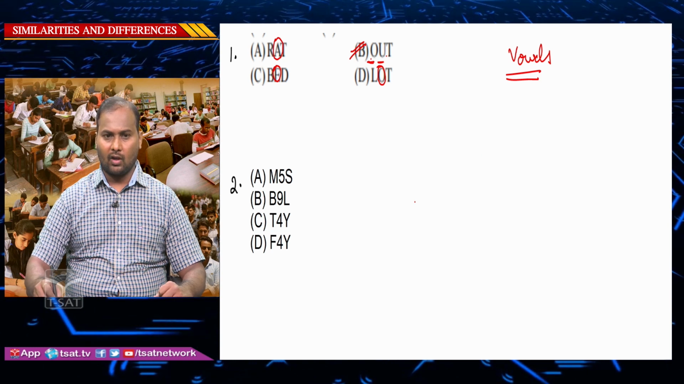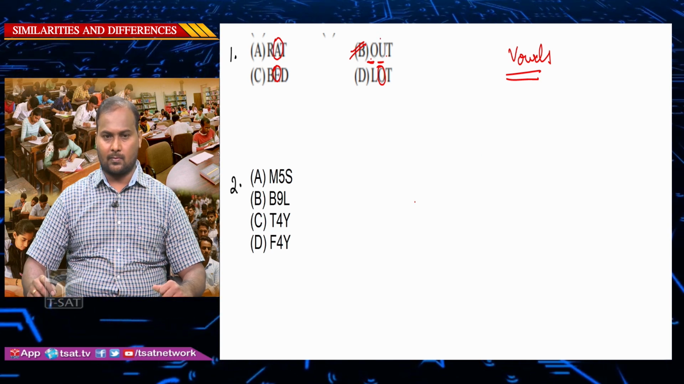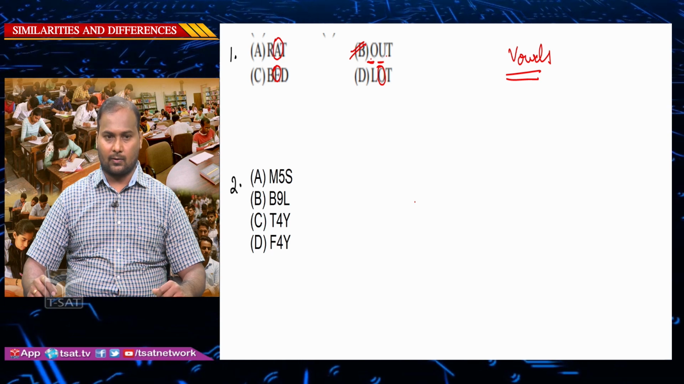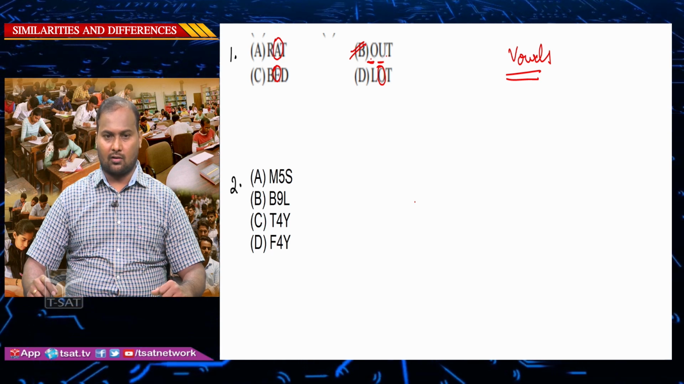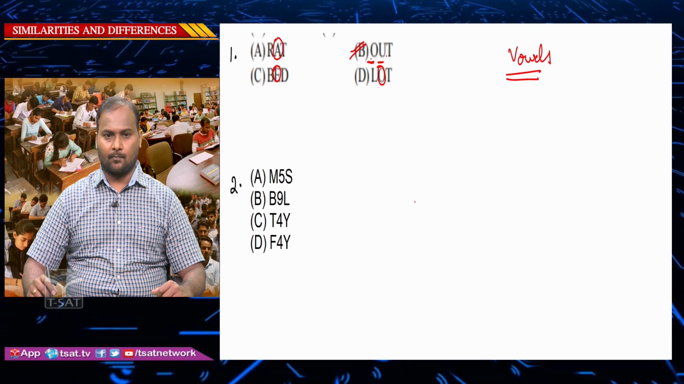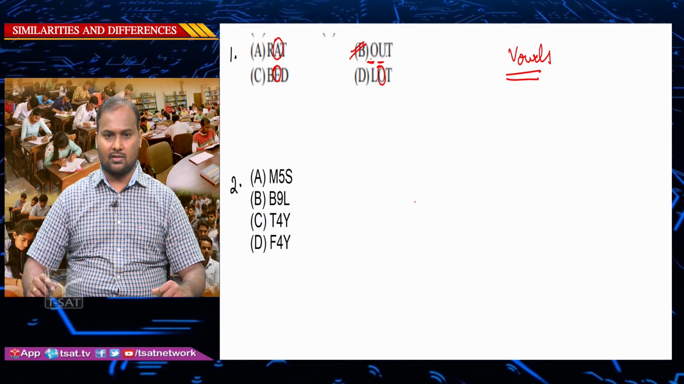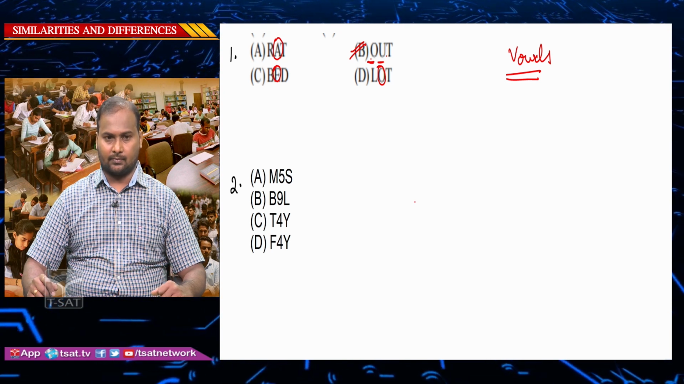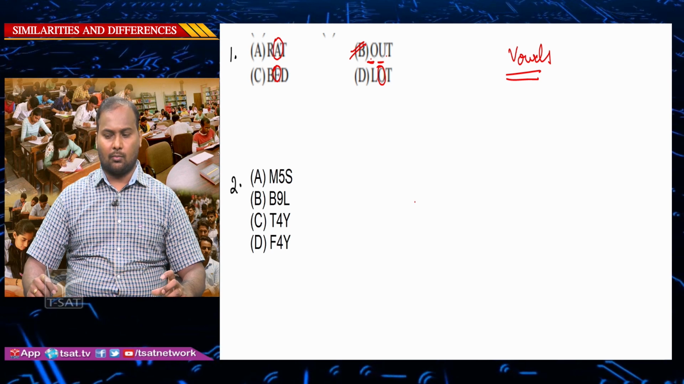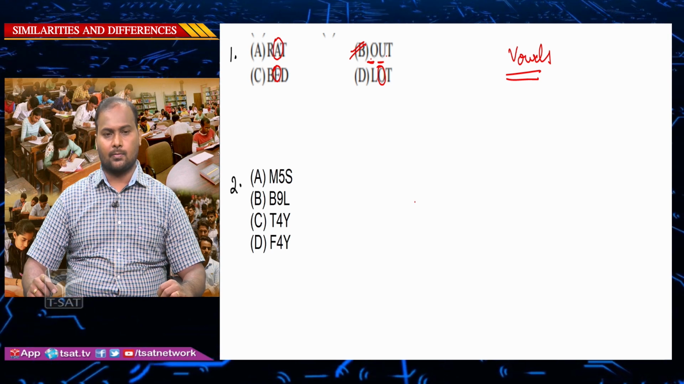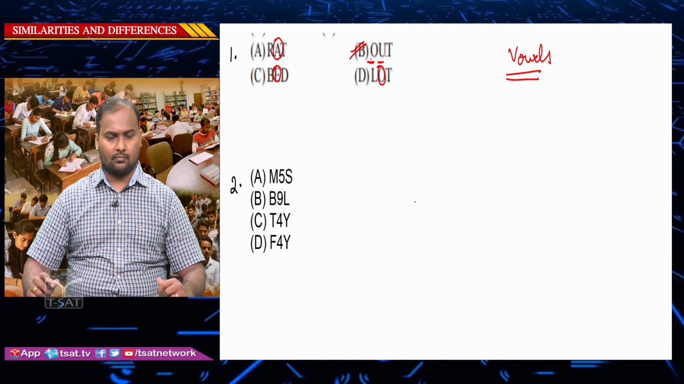I already said that once you are checking the vowels, you need to check how many are there. For example, in OUT, we have two vowels. At the same time, check how they are arranged. In the remaining three options, all the vowels are arranged at the center, but in option B, the vowels are arranged adjacent to each other. Okay, so this is about vowels and consonants. Let's see the next question.